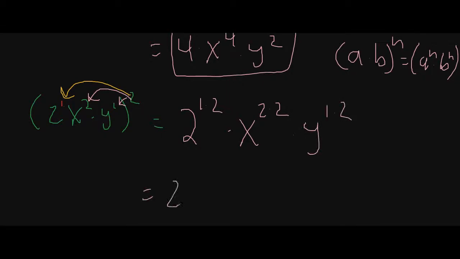So we're going to get 2 squared, because 1 times 2 is 2. 2 times 2 is 4, so we're going to get x to the fourth. And then 1 times 2 is 2, so y squared.